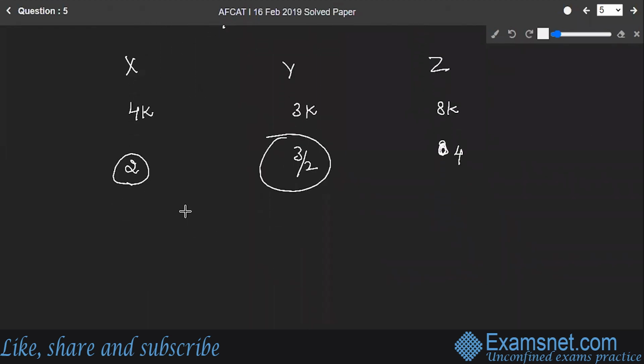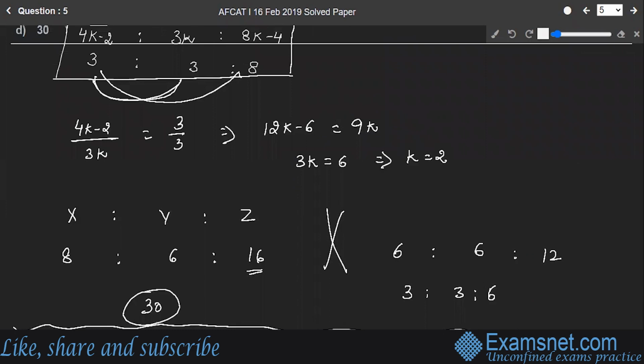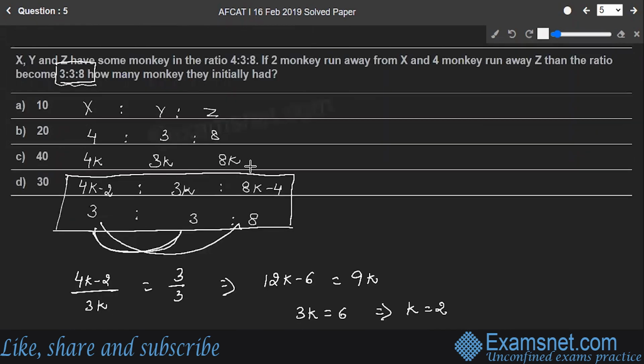So either way you can check. This statement is giving me different values of K, which seems to mean that the statement is wrong. You can't have two different values of k if you are taking different pairs. So that means the question is wrong. This question is not correct. Okay, let's move to the next question then.